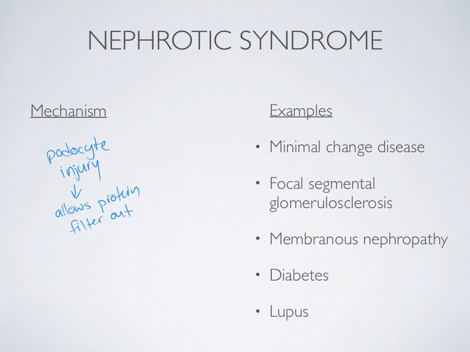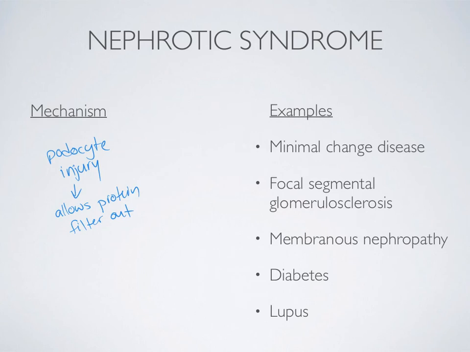However, they don't have as much inflammation. So inflammation causes more endothelial damage, and that's where you get the blood, like you see in nephritic syndrome, whereas in nephrotic syndrome, it's mostly just that podocyte injury that's causing protein to filter out of the blood, but red blood cells don't filter out.